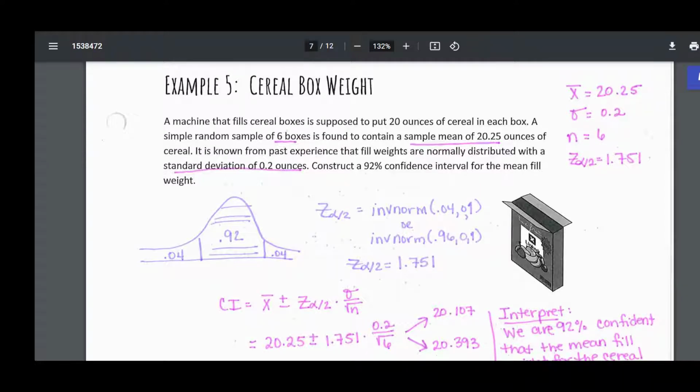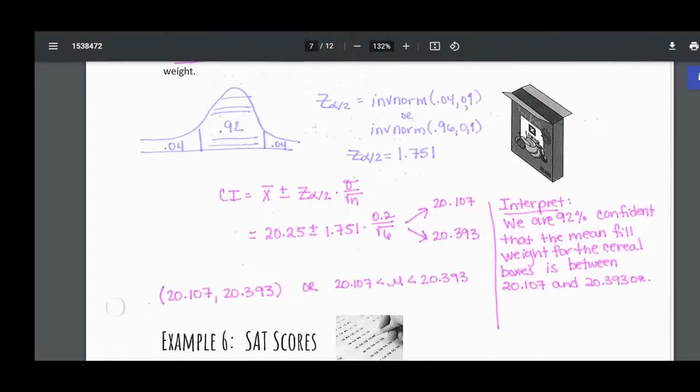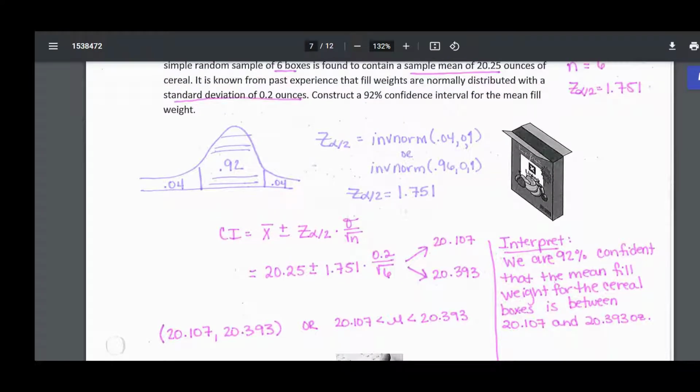cereal box weight, it says a machine that fills cereal boxes is supposed to put 20 ounces of cereal in each box. A simple random sample of 6 boxes is found to contain a sample mean of 20.25 ounces of cereal. It is known from past experience that fill weights are normally distributed with a standard deviation of 0.2. Construct a 92% confidence interval for the mean, and you can see we did this with the formula, and we found that the mean cereal box fill weight was between 20.107 and 20.393 ounces, which was over 20. So I want to find the same thing, but use Rguroo.